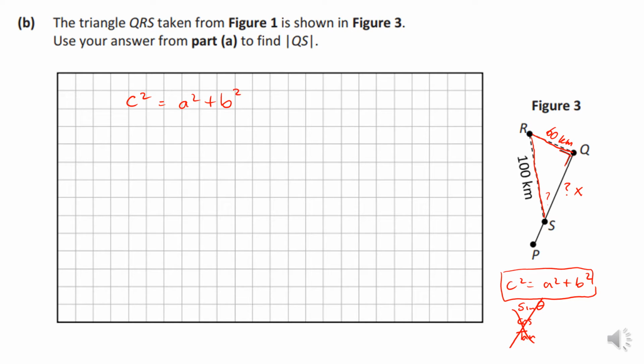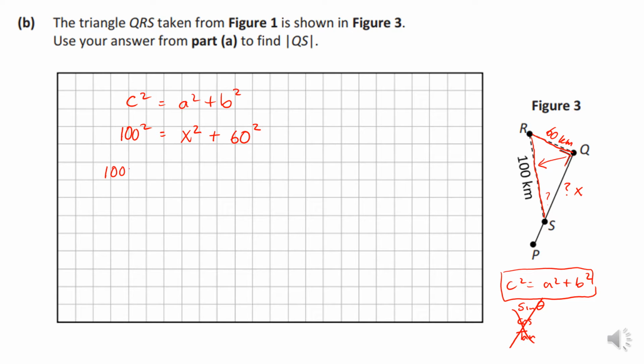Now, what number to put where? C on its own on the left hand side is always the hypotenuse, and the hypotenuse in this triangle, across from 90 degrees, is 100. So we'll have 100 squared equal to x squared plus the other side, 60 squared, where x is the one we don't know. We should be able to solve this.